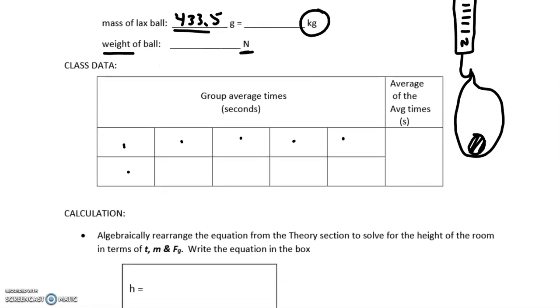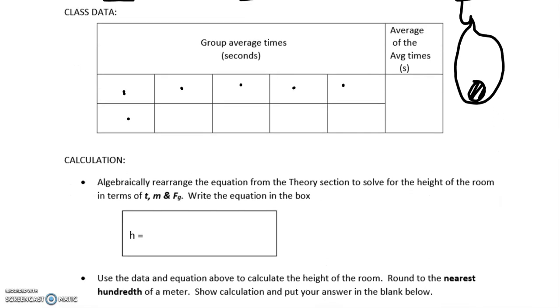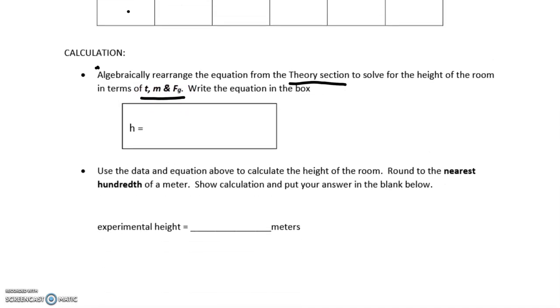Alrighty, so once you have all the data, then you're going to take the equation from the front. Now I'm down here in calculations. In the theory section, I gave you that equation for how time is related to height, mass, and weight. You're going to rearrange it algebraically and come up with an equation for h in terms of these three variables. This is where our algebra skills are really important, so work together on that if you're not so sure. Then you're going to plug in the numbers, and you're going to get a height of the ceiling, and that height hopefully makes sense. If you think of your estimation skills, you have a pretty good idea of what the height should be around.